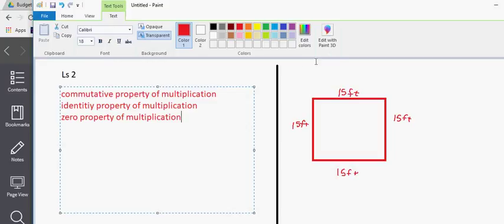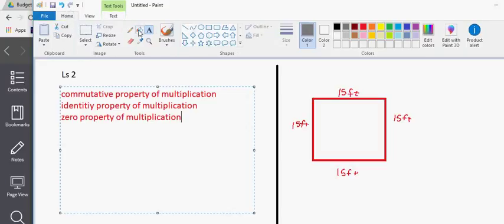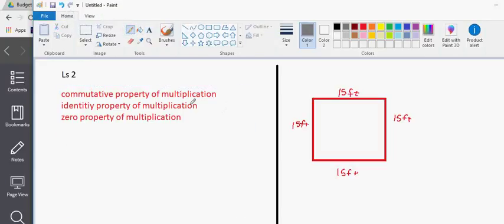And since we already know commutative, I'm just going to show you the other 2 one last time. Identity property, oops, misspelled. Forget about that one. 5 times 1 is 5. Notice I used a dot for my multiply sign. We can do that now. Zero property says that if one of my factors is 0, I get 0.